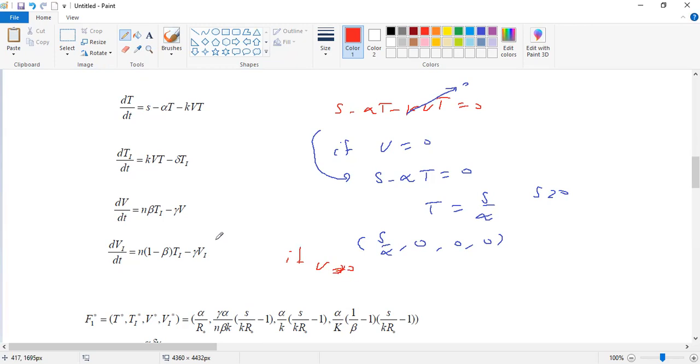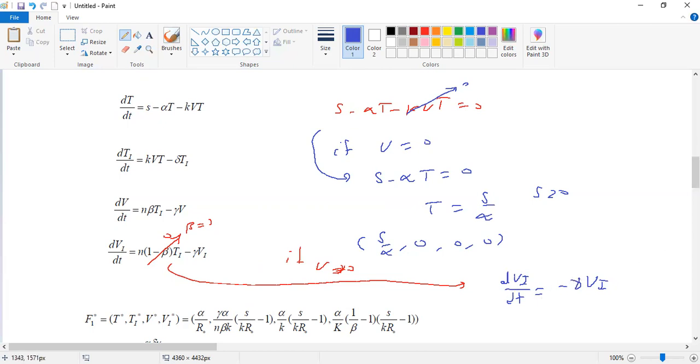But see, in case of B, I just want to mention this point: if beta in this equation is equal to 1, that means this term will be 0. So now the differential equation becomes dvi/dt equal to 0 minus gamma vi. We say that the virus is removed from the system at the rate gamma.